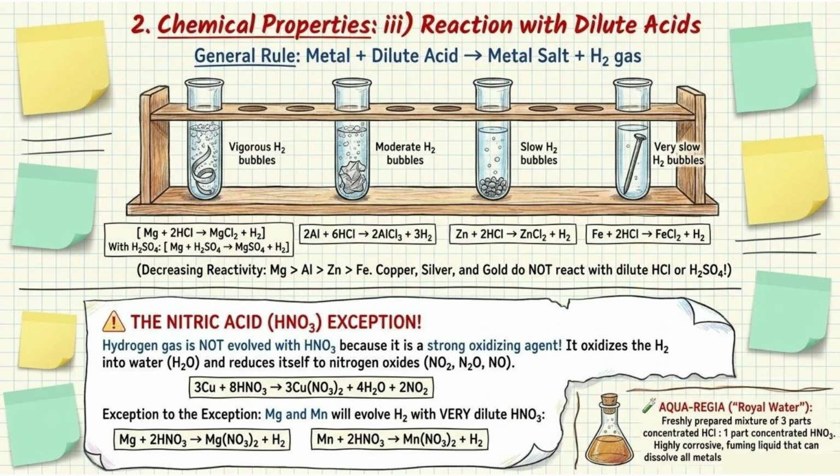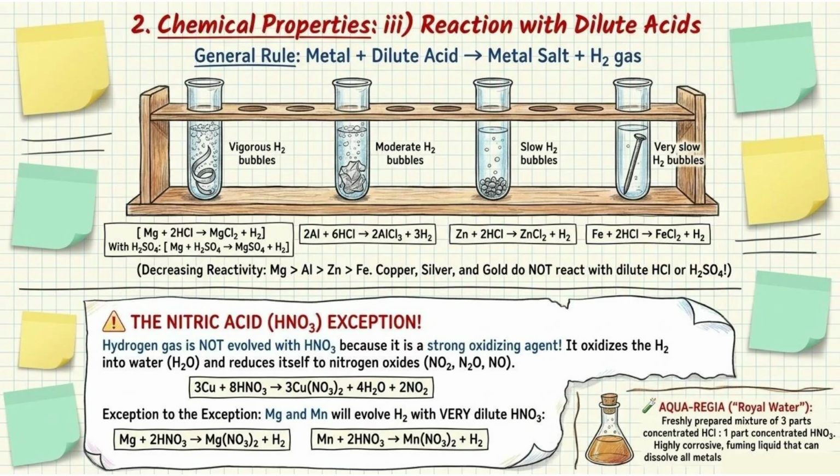So just by watching how fast the bubbles form, we can see the decreasing reactivity order. Magnesium is greater than aluminium, which is greater than zinc, which is greater than iron. And copper, silver, and gold, they sit all the way at the bottom. They do not react with dilute HCl or H2SO4 at all.